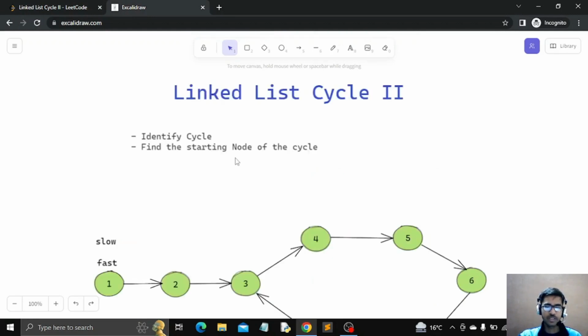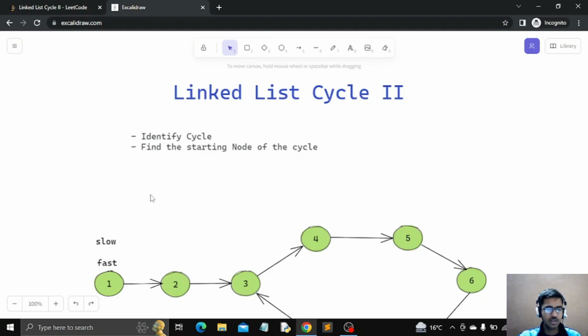In order to find the starting node of the cycle in our linked list, we have divided our task into two parts. Firstly, we will identify whether the cycle exists or not, and if the cycle exists, then we are going to find the starting node of that cycle. So these are the two main things that we need to do.